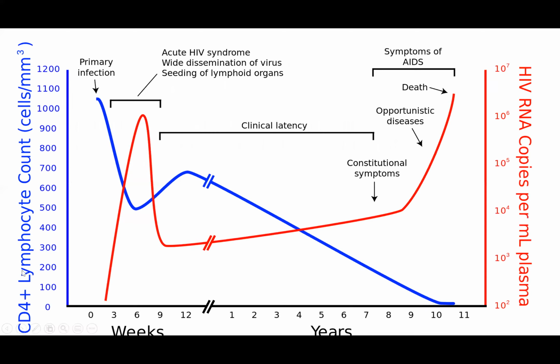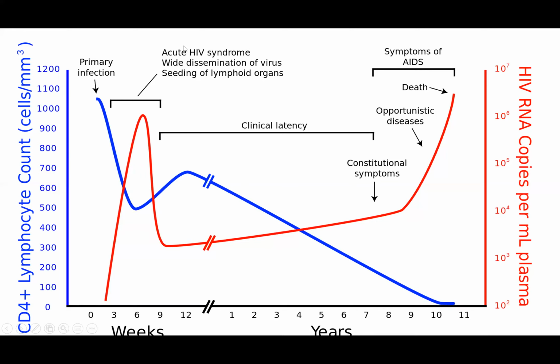And so we can look at how this sort of progresses over time. So we have the CD4 lymphocyte count in blue here, and we have the HIV RNA copies per milliliter of plasma. Then we have weeks at the very first part and then years at the later part. So what you'll notice is that we have that primary infection that occurs here. And as the HIV builds its numbers over time, we see a pretty steady tanking of the CD4 cells inside your bloodstream.